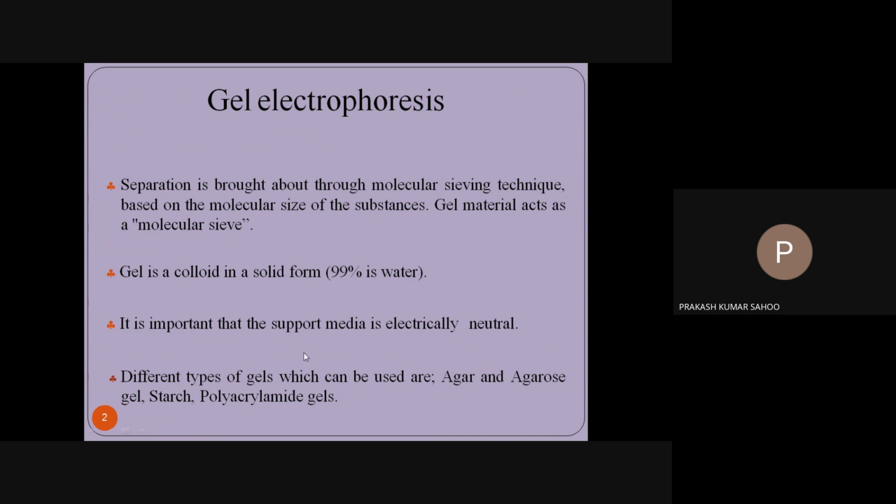It is important that the support media is electrically neutral. Different types of gel that are used are agarose gel, starch, and polyacrylamide. Depending upon the type of gel used, different types of materials or mixtures get separated through this electrophoresis phenomenon. One important thing in gel electrophoresis is that the gel used as the matrix should be electrically neutral, and it should have a definite molecular size.